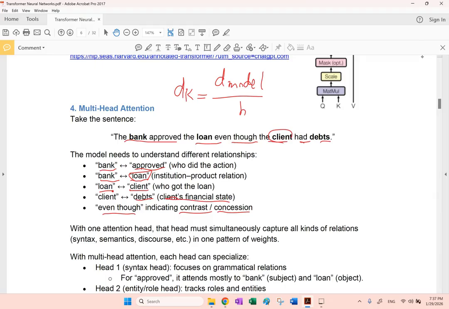It probably also needs to learn from the previous ones that "had" means it was in the past. "Approved" means it was in the past. It's not something that happened right now or will happen in the future. It happened in the past. You have to learn all of that.